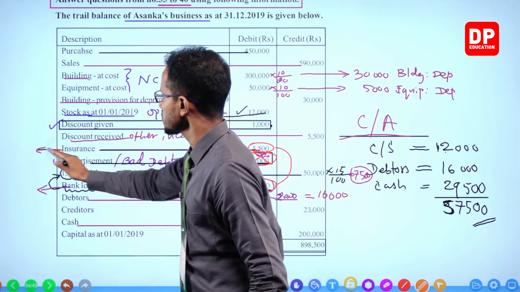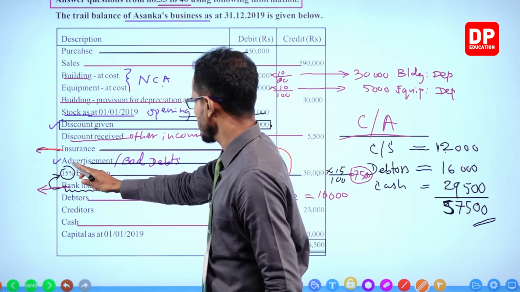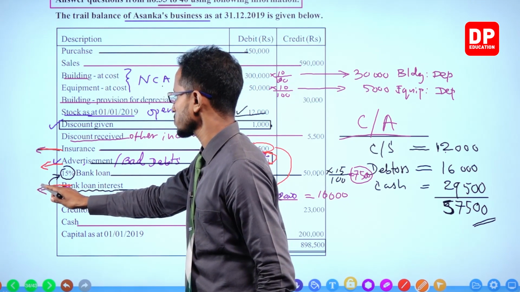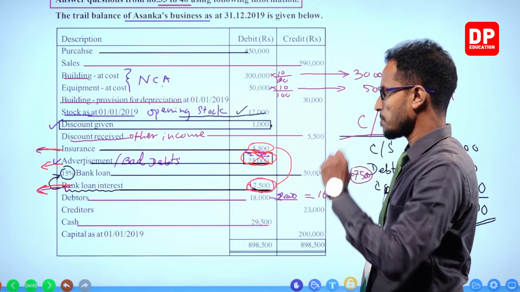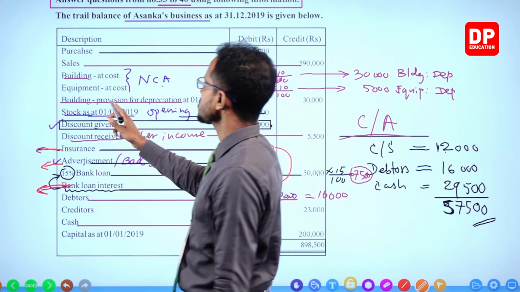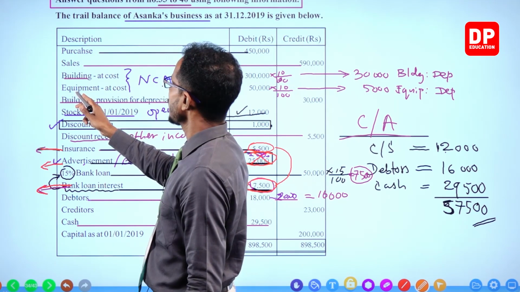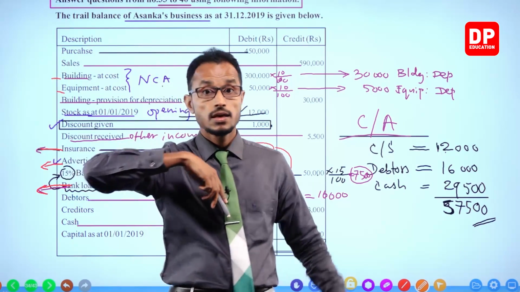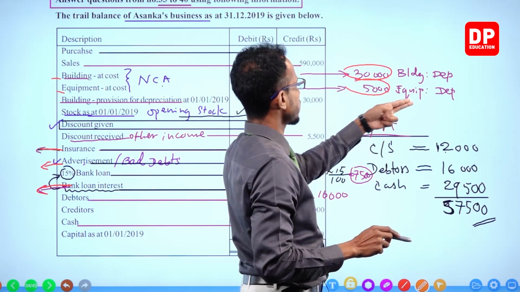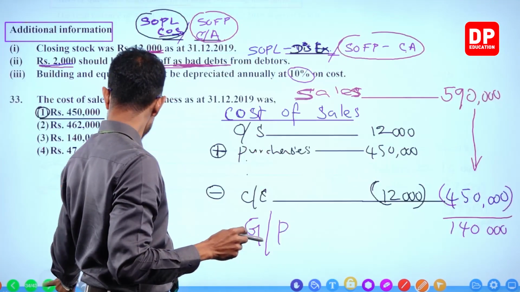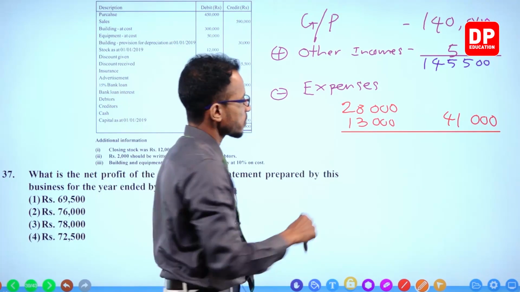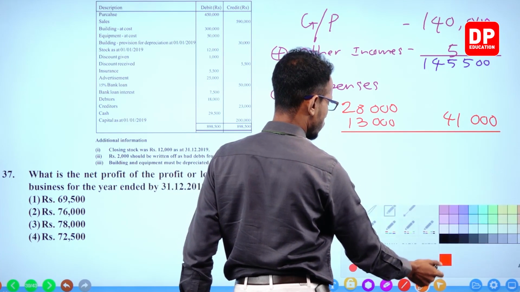We have taken insurance, advertisements and bad debts, both taken. Bank loan interest also taken. Yep. Depreciation. Here, 30,000 plus 5,000. Building depreciation, equipment depreciation. 35,000. We have already done the calculation. Don't forget those things, right? 35,000.